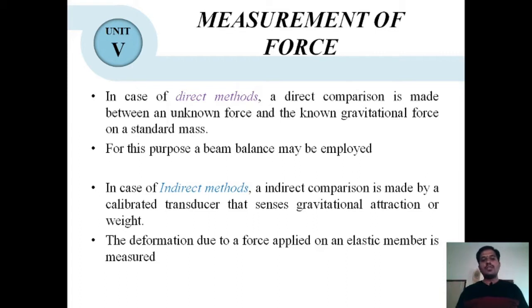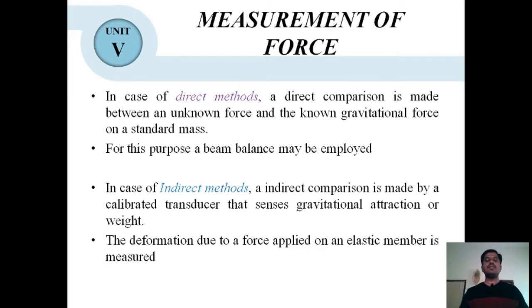So this is the principle of direct method of measurement of force. In the indirect method, the comparison is made by calibrated transducers that sense the gravitational attraction or weight. The deformation due to the force applied on the elastic member is measured.